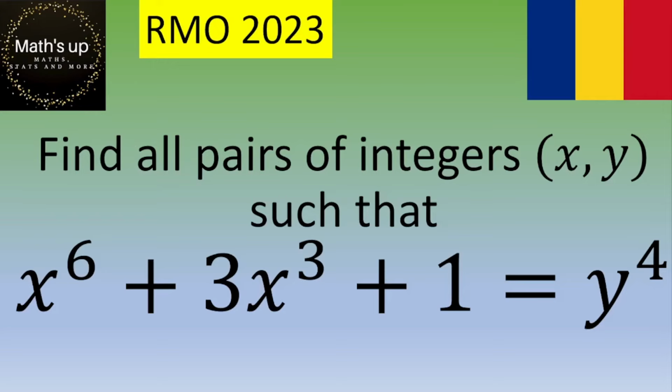Hello and welcome. In this video, for this exercise given during the Romanian Math Olympiad 2023, the exercise is this one. You want to find all pairs of integers x and y such that x to the power of 6 plus 3x cubed plus 1 equals y to the power of 4.